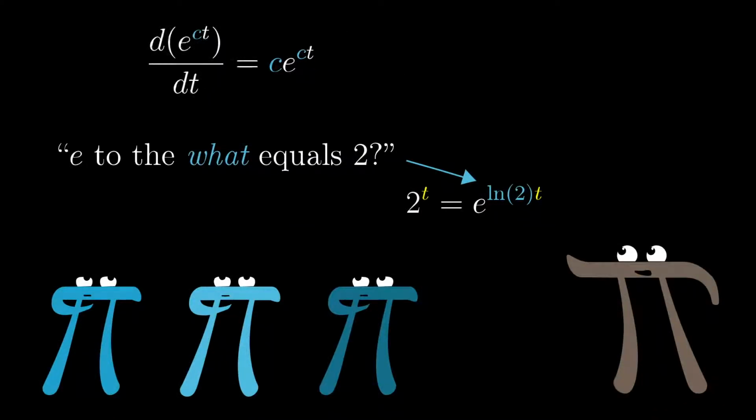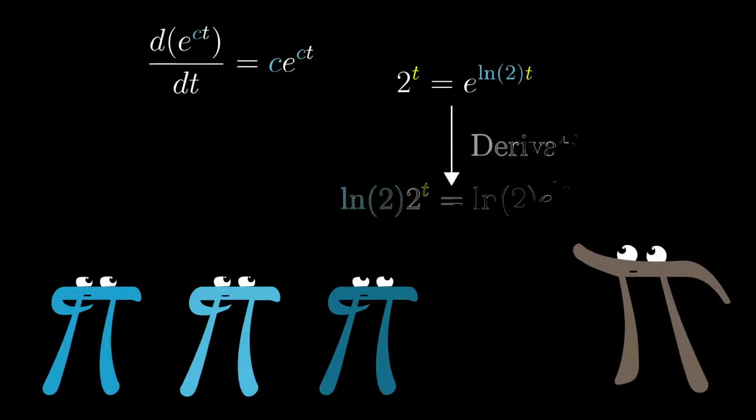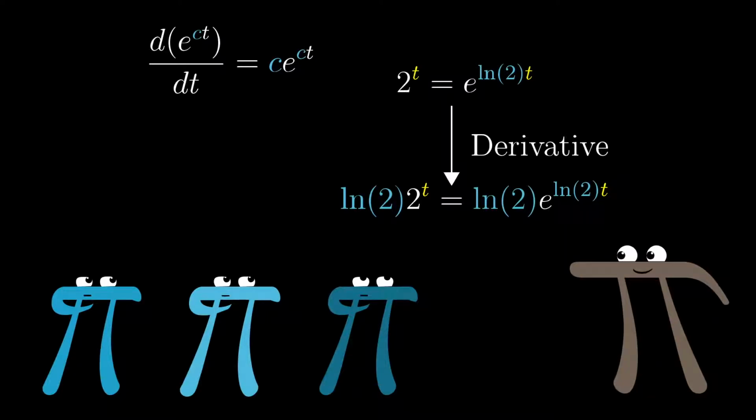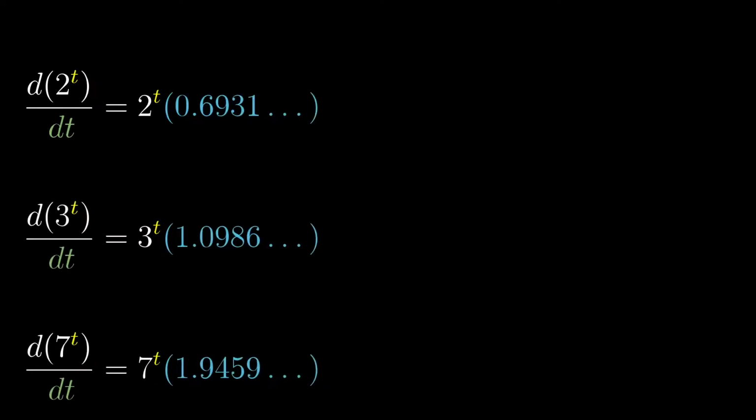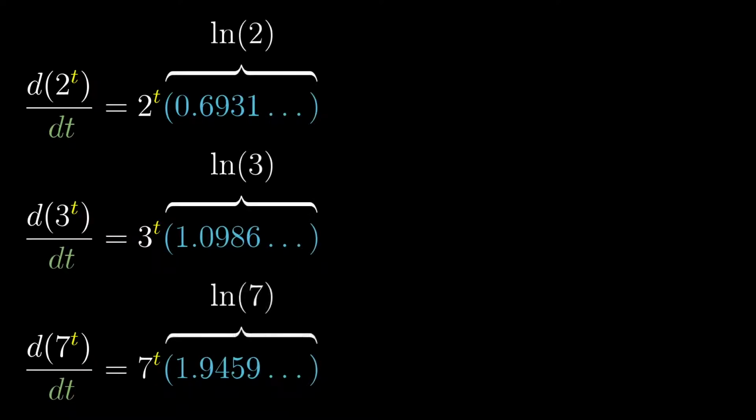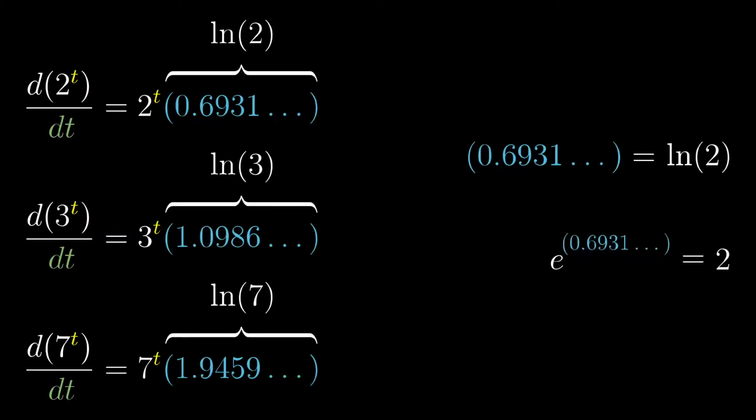And from what we just saw, combining the facts that e to the t is its own derivative with the chain rule, the derivative of this function is proportional to itself, with a proportionality constant equal to the natural log of 2. And indeed, if you go plug in the natural log of 2 to a calculator, you'll find that it's 0.6931, the mystery constant that we ran into earlier. And the same goes for all of the other bases. The mystery proportionality constant that pops up when taking derivatives is just the natural log of the base. The answer to the question, e to the what, equals that base.